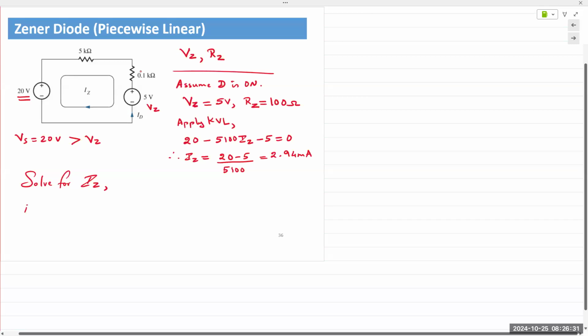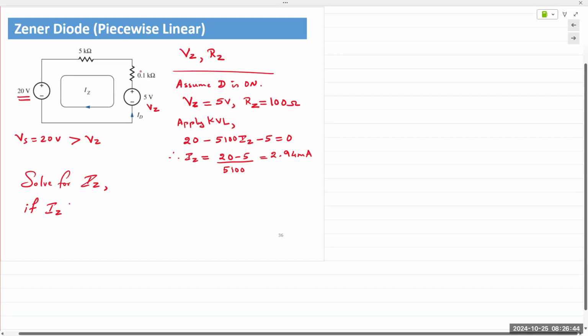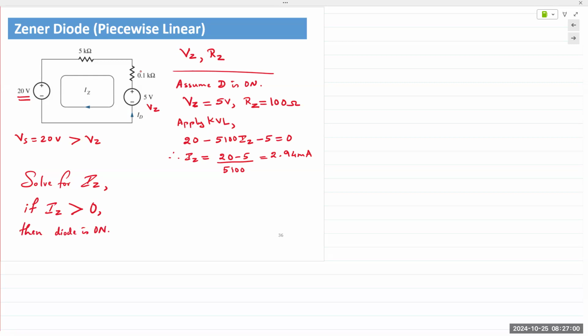The key thing here is, since the Zener diode is on, then current should be flowing through the Zener from the cathode to the anode. Okay. And if IZ is greater than 0, then the diode is on. As I said, ignore the ID. We simply work with VZ and IZ.